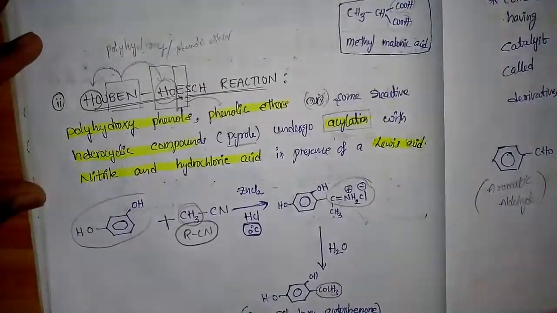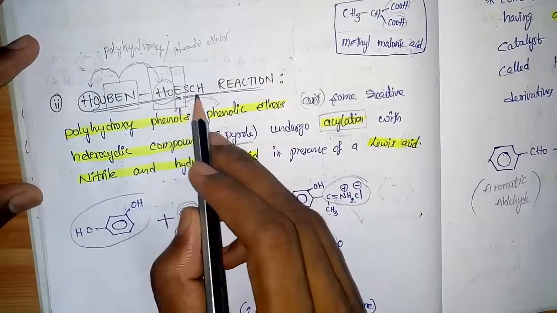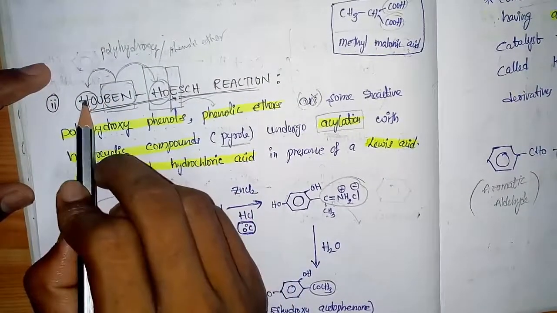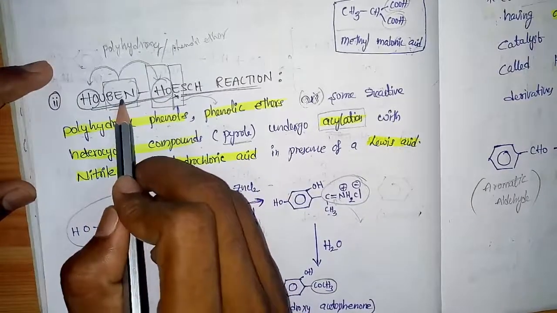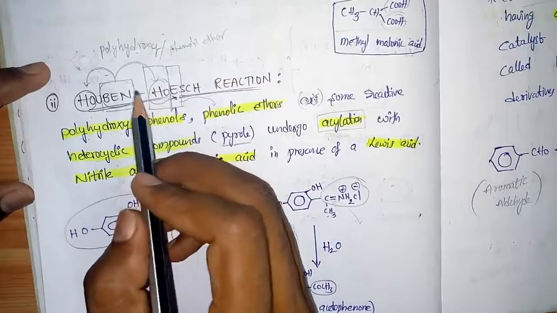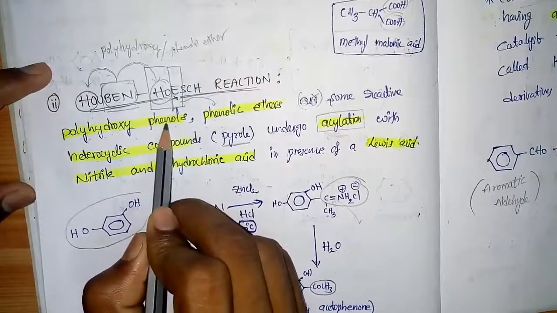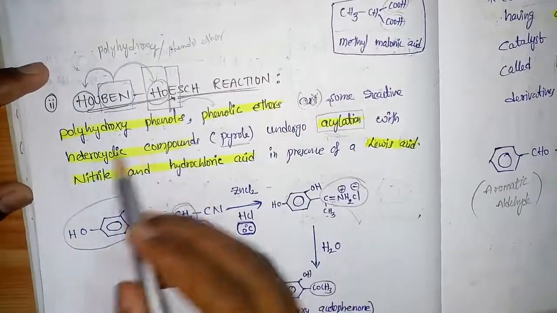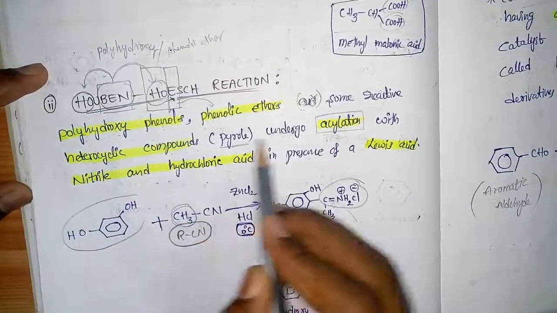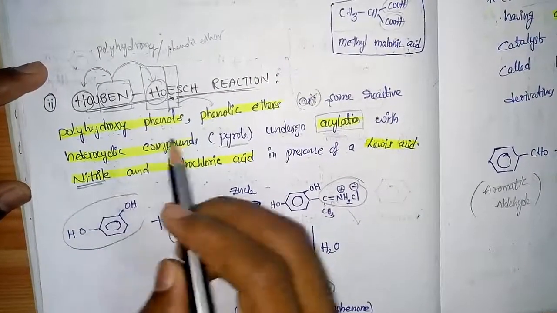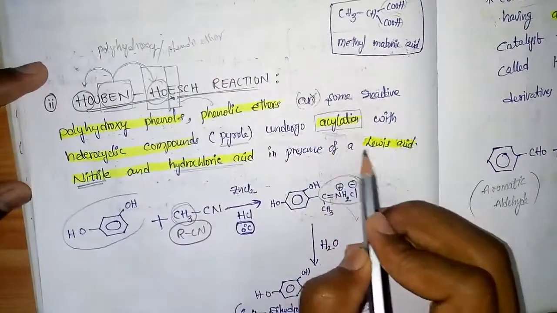And the second reaction is the Houben-Hoesch reaction. In this reaction, the benzene contains hydroxyl groups, nothing but benzene with hydroxyl group, we can say it as a phenol, and it has many OH groups. Polyhydroxyphenols, the phenolic ethers, or some reactive heterocyclic compounds undergo acylation in presence of nitrile and hydrochloric acid along with the Lewis acid.